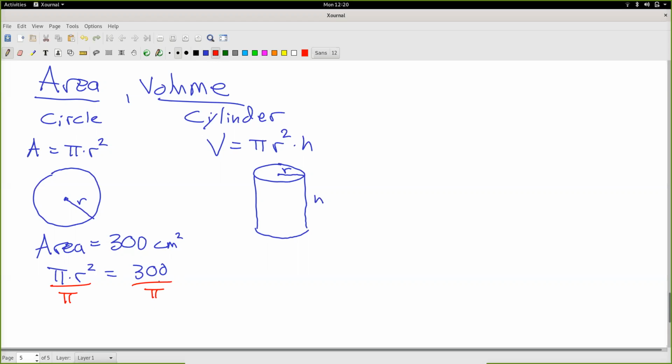Now, pi is about 3, but not quite. So if I divided by 3, I'd get about 100. But that's a little bit off. Pi is not exactly 3.